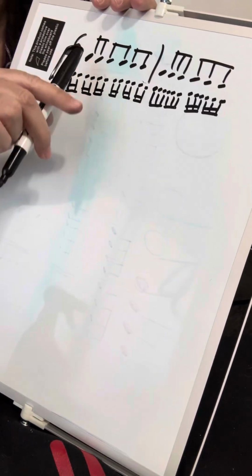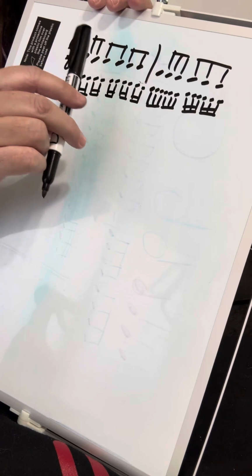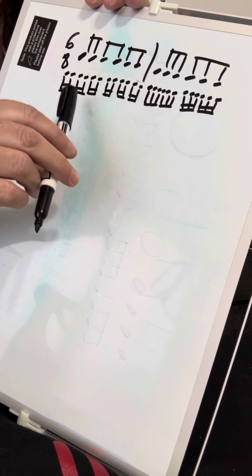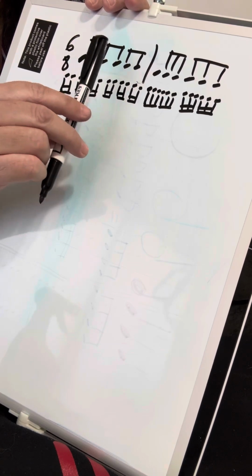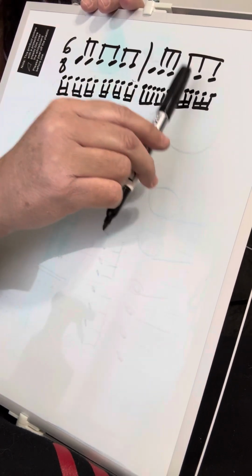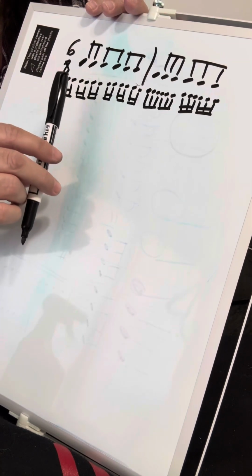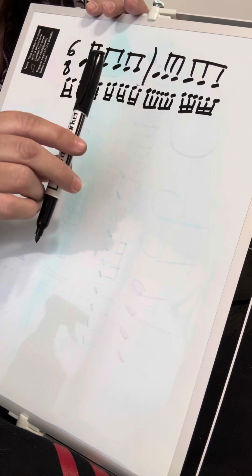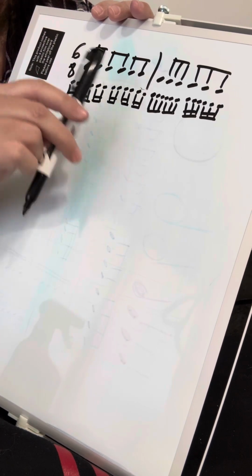Here the eighth notes are in groups of 2, so ta ta ta ta ta ta ta ta ta ta ta ta. Again. Ta ta ta ta ta ta ta ta ta. Repeat this measure twice, this measure twice.